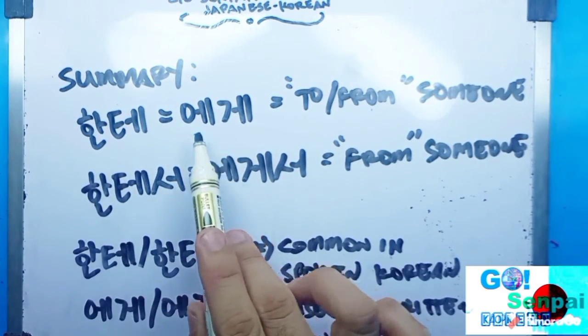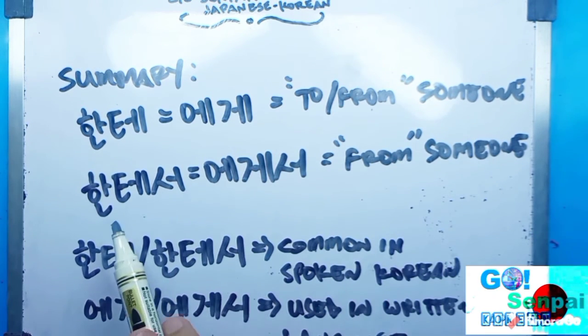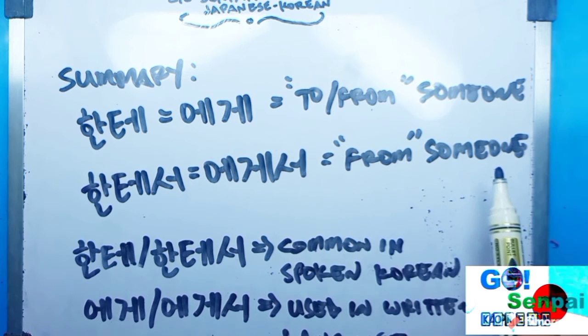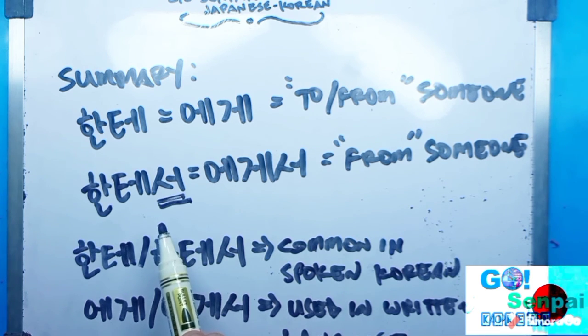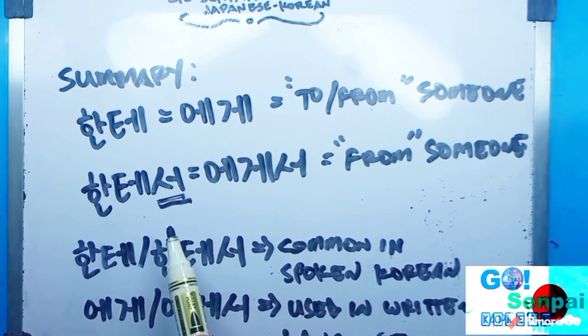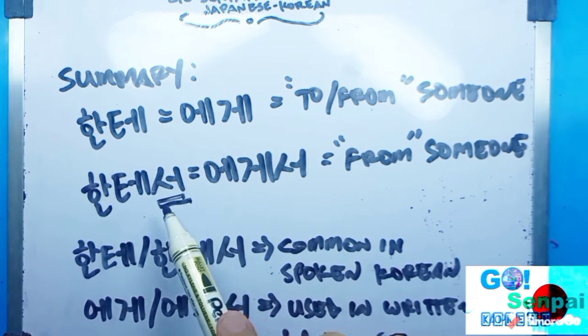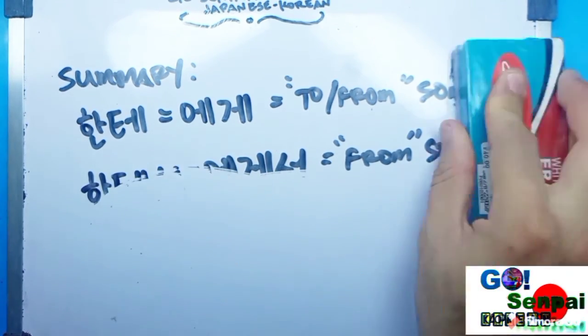So hante or ege means in English to or from someone, while hanteso and egeso mean from someone. Hante and hanteso are common in spoken Korean, while ege and egeso are used in written language. By using hanteso, it specifies that it is from someone. So we can use either hante or hanteso. Okay, so that's all for today.